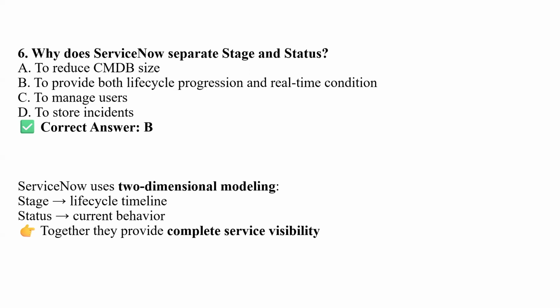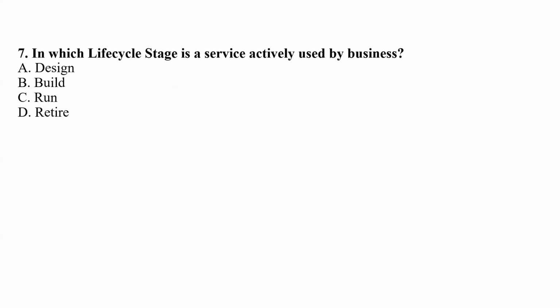Why is it correct? Because ServiceNow uses 2D modeling. 2D means two-dimensional modeling. One dimension is stage and the other is status. It's a combination of stage and status. Stage is the lifecycle timeline. Status is behavior, the current behavior, how it's behaving. Stage is when, meaning timeline. Status is how. Together, they provide complete service visibility. It's the 2D structure.